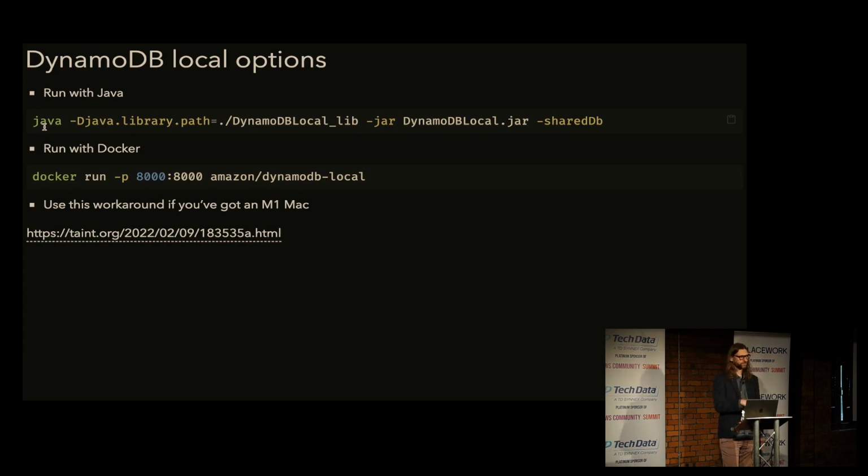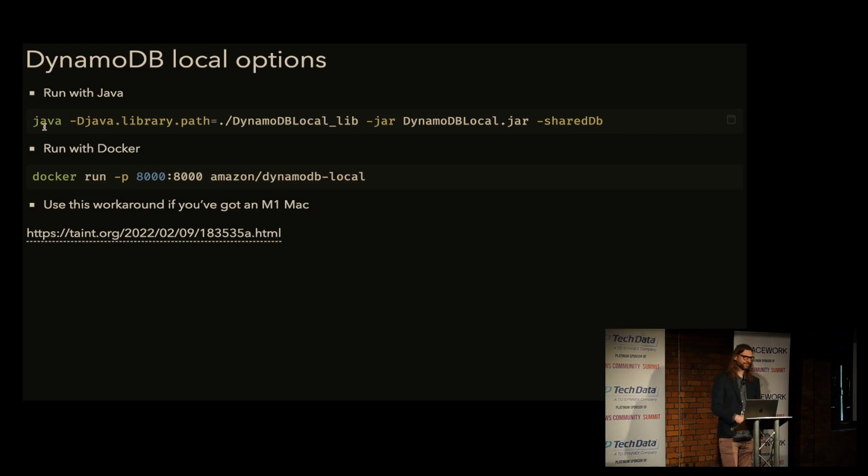DynamoDB has a local option that you can use, and it's possibly the worst installation process I've ever seen, in that you just run Java at the command line and then execute a jar file, which is a pretty gnarly way to run a kind of core product. But it works. The alternative is Docker, which I think is way worse, right?